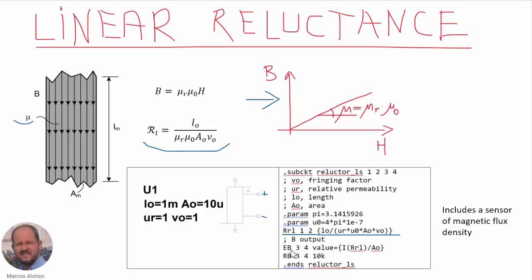Using this expression here with this behavioral source EV, we are generating this value, which is the current. So this is the flux divided by the section. So this corresponds to the magnetic flux density. In this way, we can also use this element as a magnetic flux density sensor.